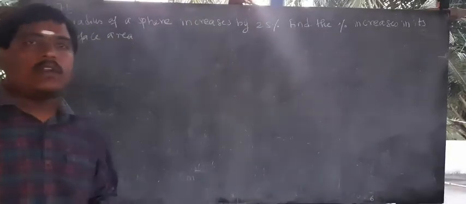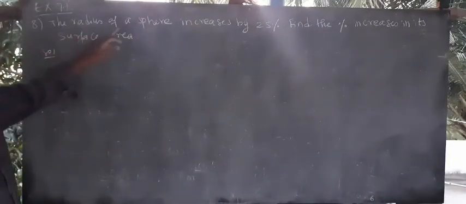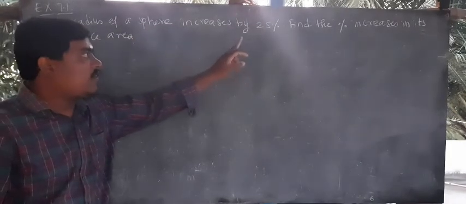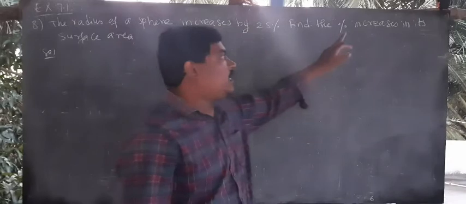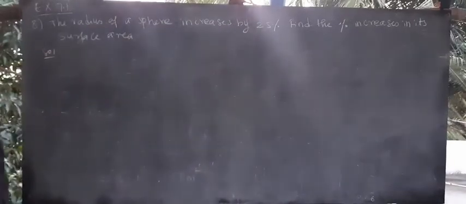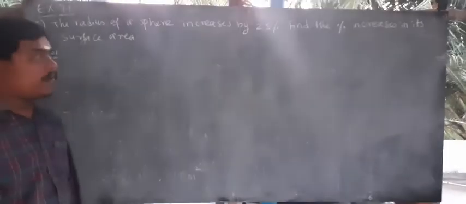Exercise 7.1, sum number 8. The radius of a sphere increases by 25%. Find the percentage increase in its surface area. The radius of the sphere increases 25%.